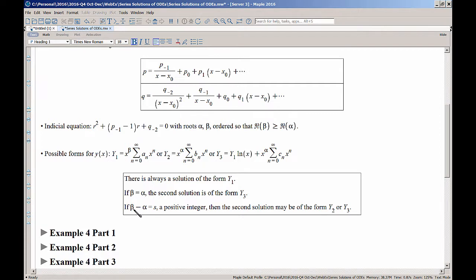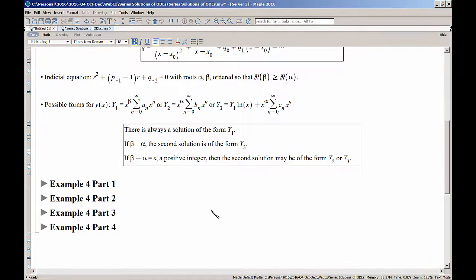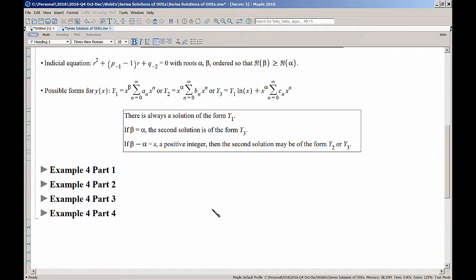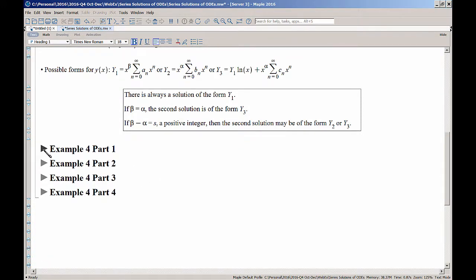If the difference between beta and alpha is a positive integer, then the second solution might be of this form, or it might be of this form, and the characterization of the equation that tells you which form you get is beyond what I want to talk about today. It's typically looked at in an intermediate differential equations course. It's not relevant at the moment.